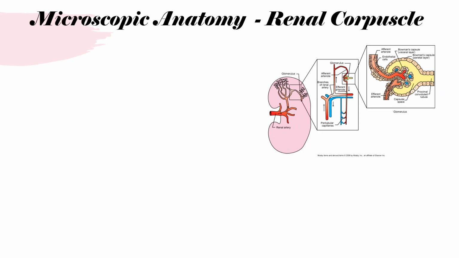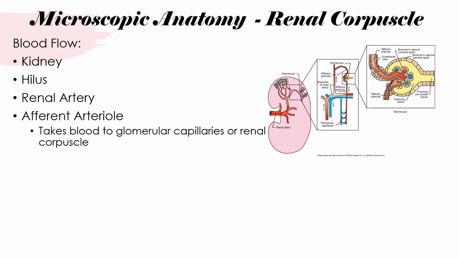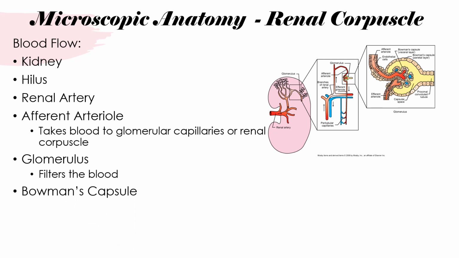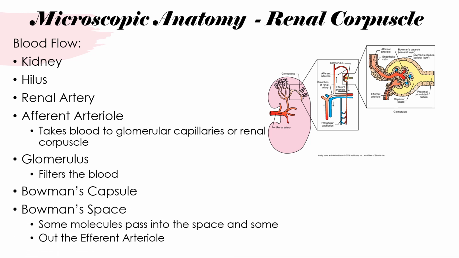Okay, so let's think about the blood as it comes in through that renal artery and the flow. The blood's going to come into the kidney, get into the hilus, and then get into the renal artery. From there, it's going to go to the afferent arteriole, and that's going to take blood to the glomerular capillaries or the renal corpuscle. And then we're going to go into the glomerulus, where it's going to filter the blood, then going into the Bowman's capsule, and then the Bowman's space.